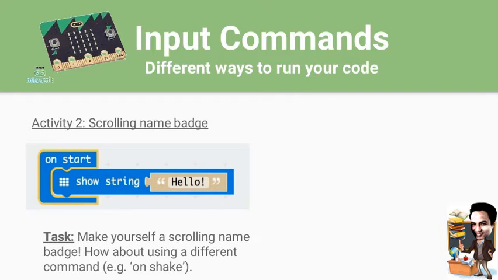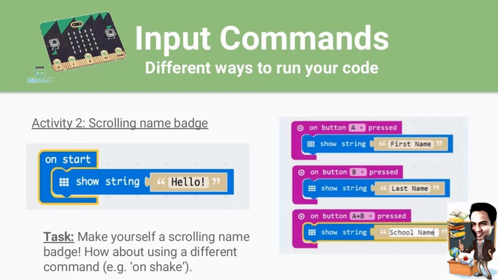Input commands. Different ways to run your code. Activity 2. Scrolling name badge. Task: make yourself a scrolling name badge. How about using a different command? For example, on shake.